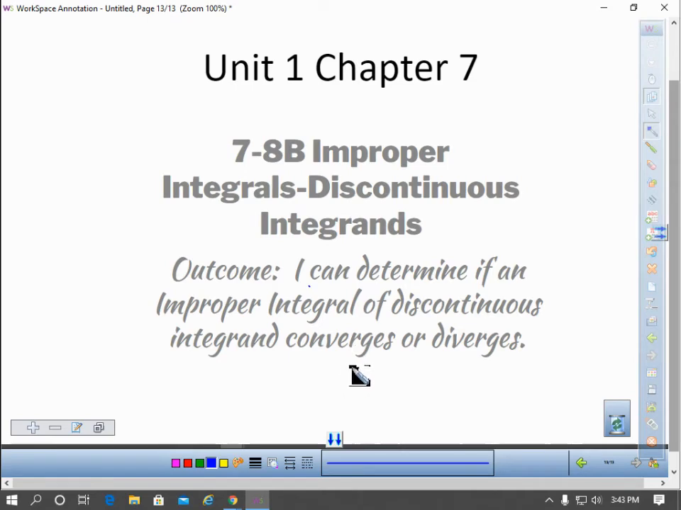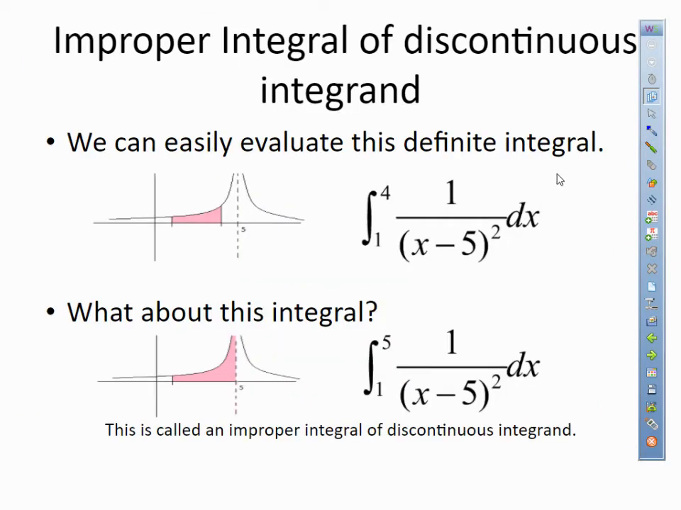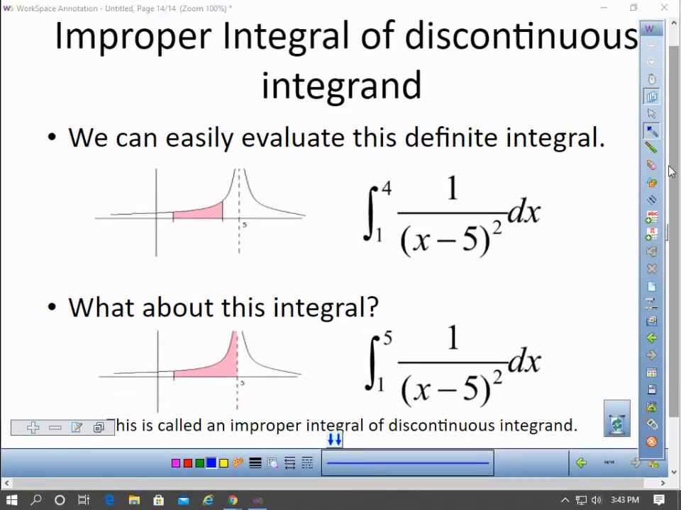So the last one was an infinite interval. So now we're going to do a discontinuous integrand, which you've never had before. We never gave you problems that had this issue before, so you've never come in contact with this type of problem. All right, so an improper integral of a discontinuous integrand. That means our integrand has a discontinuity in our interval that we're going to do for the integral. All right, so that's a problem.